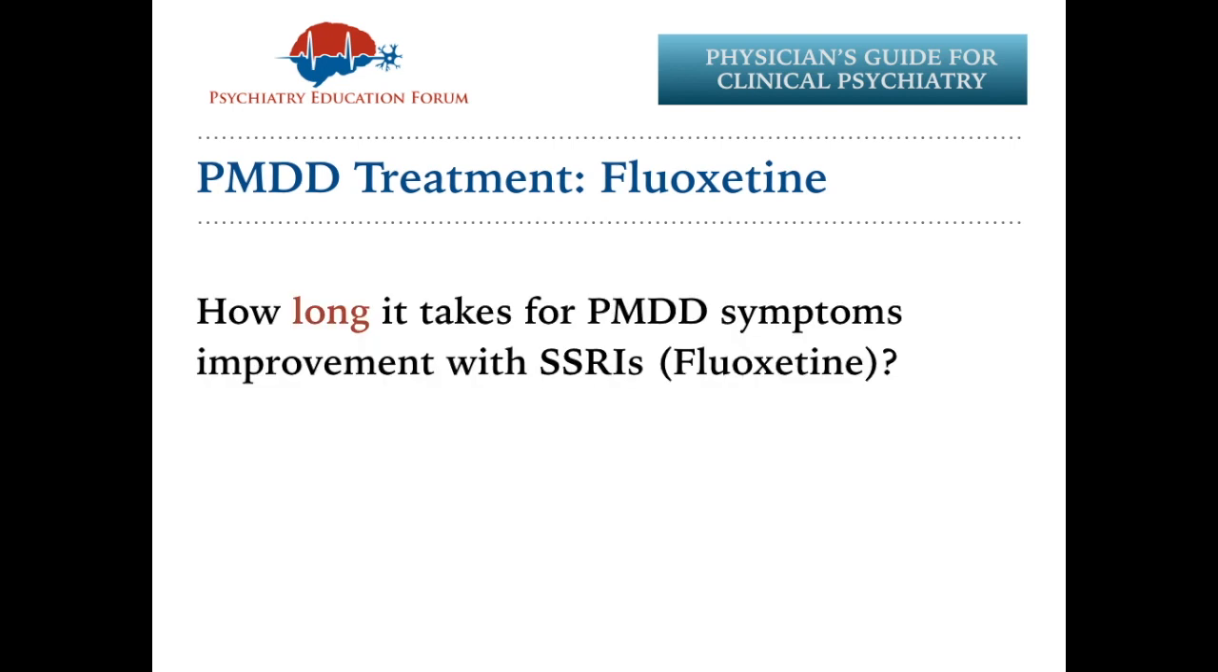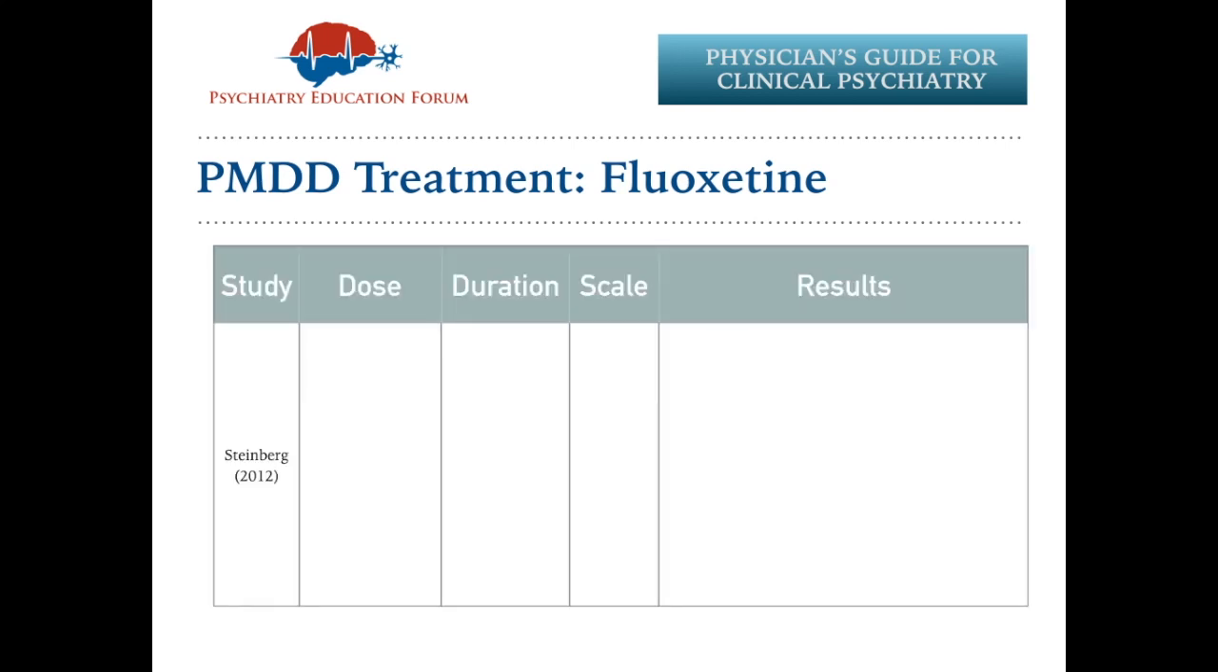Next question is, well, how long does it take for PMDD symptoms to improve with an SSRI? Let's say fluoxetine here. Does it take 4 to 6 weeks like it takes for antidepressant response? Or will you see response in less than a week? This was a very interesting question for me when I started reviewing data on PMDD. Well, this will be answered by a study done by Steinberg, published in 2012.